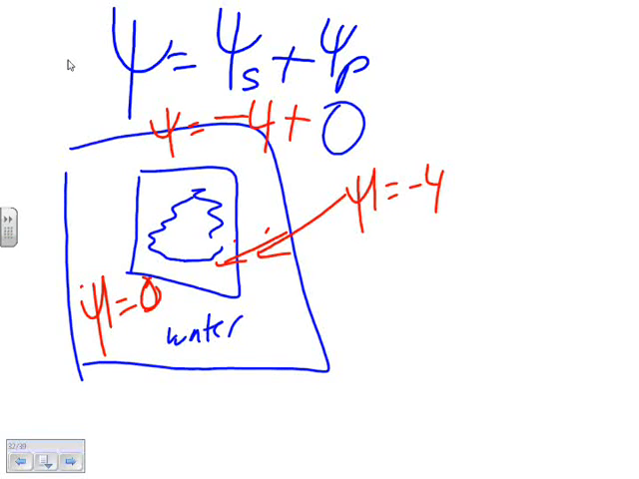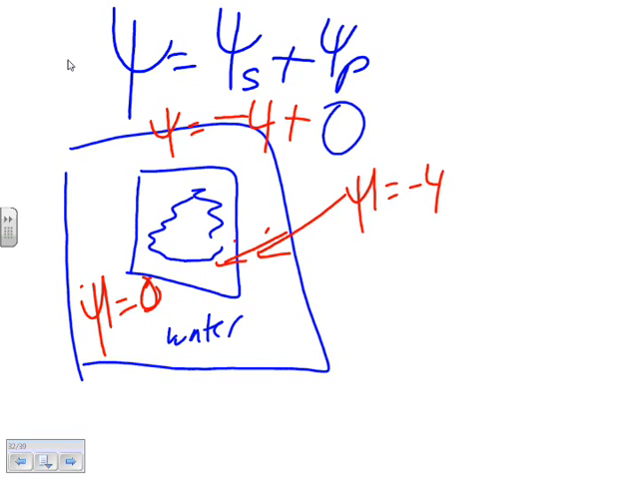So what's water going to do? It's going to move out of the cell to the... What's the definition of osmosis in terms of water potential? Higher water potential to lower water potential. 0 is bigger than -4, right? So water's going to go in.